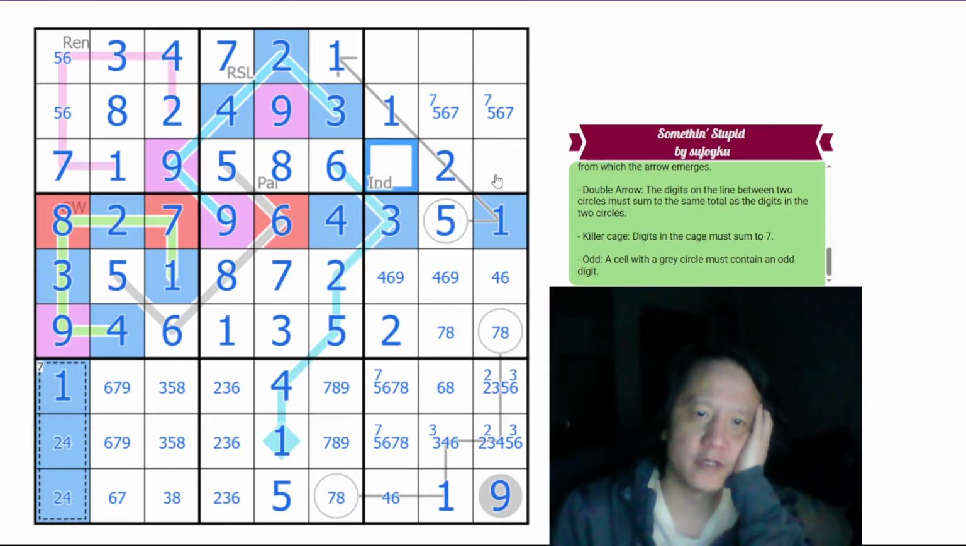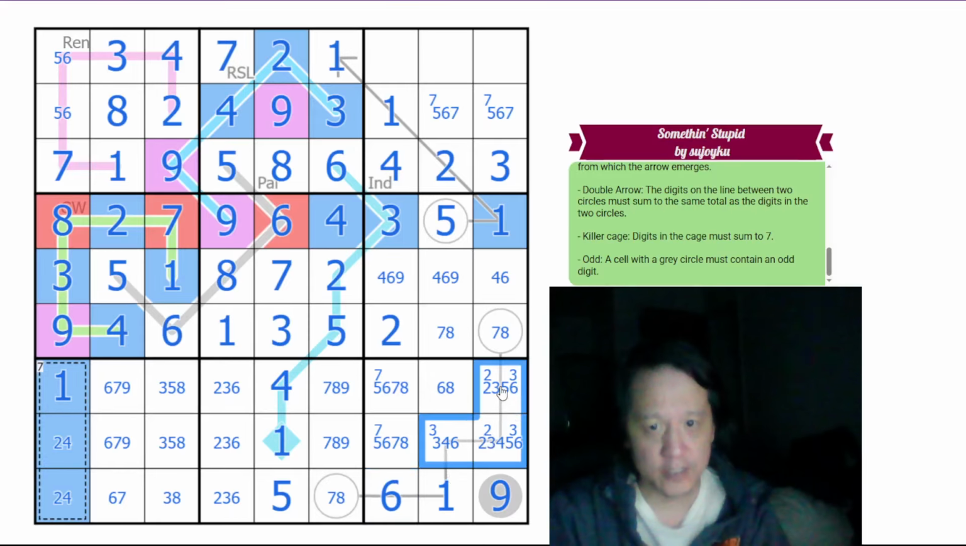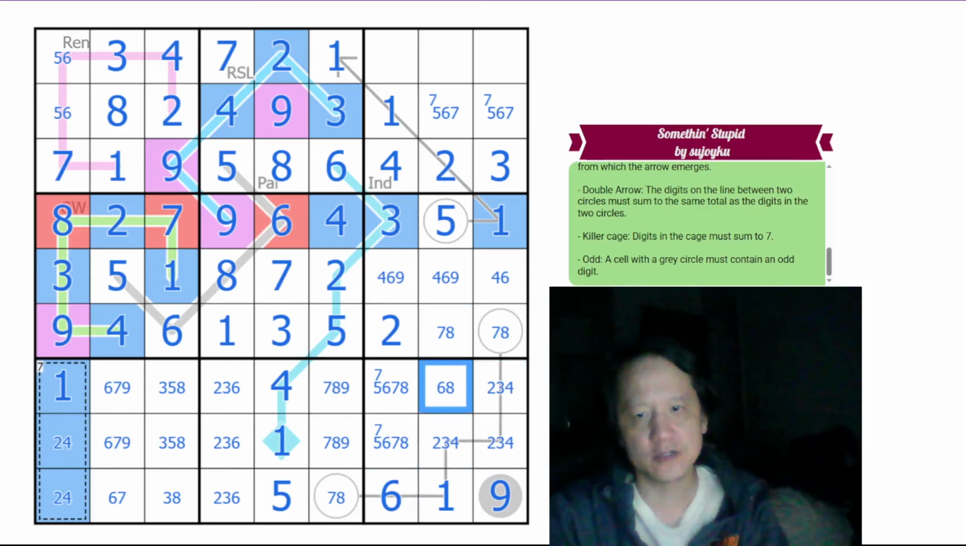Remaining digits in row 3 have to be 3 and 4. This 3 eliminates 3 here, so it's 4, which makes that 3. 4 eliminates 4 here, so it's 6. So this must be 2, 3, and 4 here. This 6 eliminates 6 here, so this is 8. This can't be 6 or 8. It's a 5, 7 pair. That means this must be 8 and 8 to add up to 16.